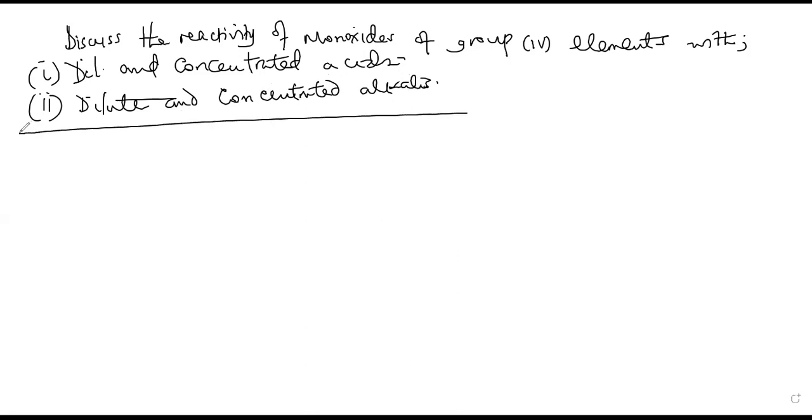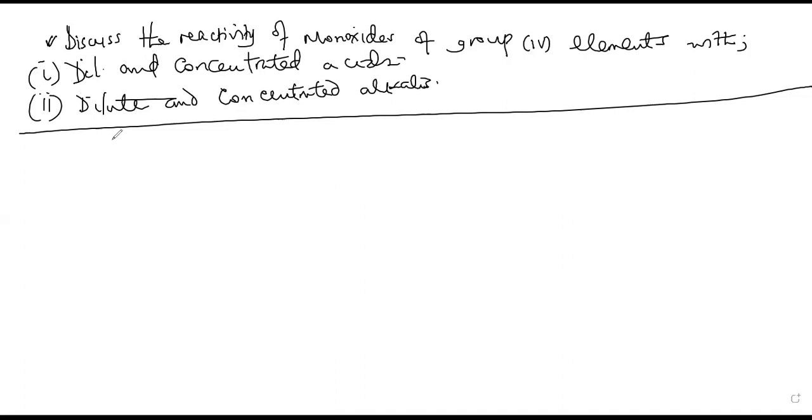So let's look at what this reaction is all about, and we really see how we can go about it. Reactivity of monoxides. Last time, we looked at how these monoxides can be formed. Now we can look at how they react with the concentrated acids and dilute acids, and also with the concentrated alkalis and dilute alkalis. If such a general question comes, you have to be smart and do the needful.